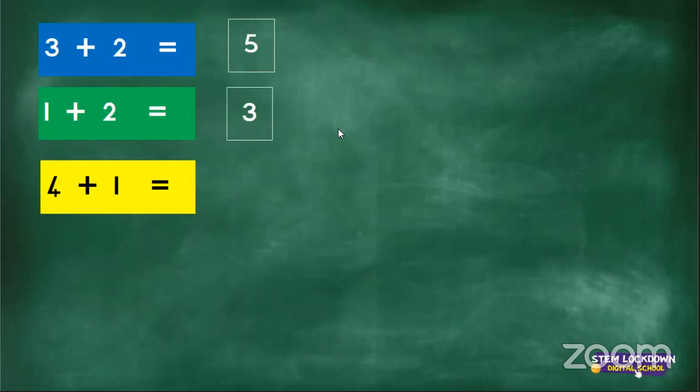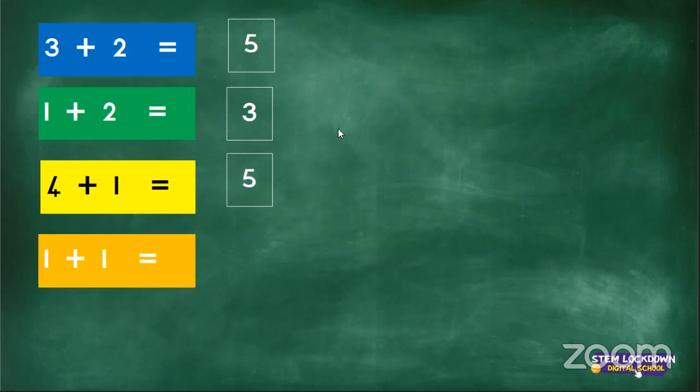4 plus 1 equals 5. Very good. Let's have a look at the next sum. 1 plus 1 equals 2. Very good, grade 1s.